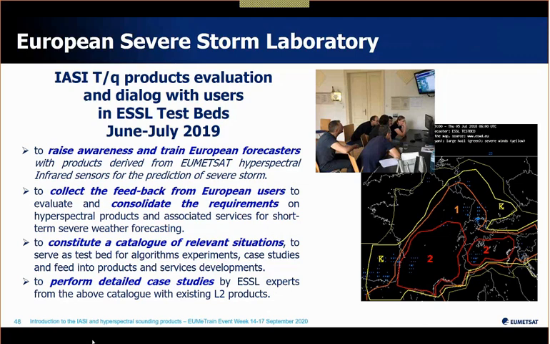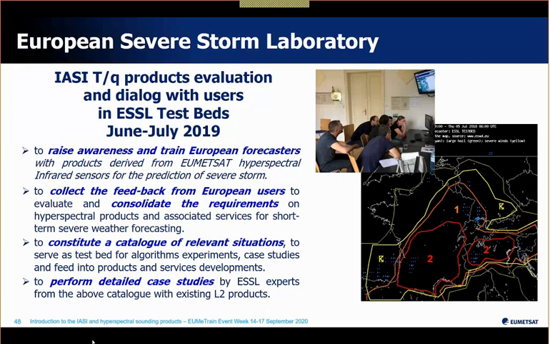I'm approaching the end, but I hope you're still with me. So you will hear later this week about case studies that the ESSL experts have conducted themselves. You will hear also a summary of the feedback they have collected from European users. They were training in these test beds in June, July 2018 on the potential use of these products.